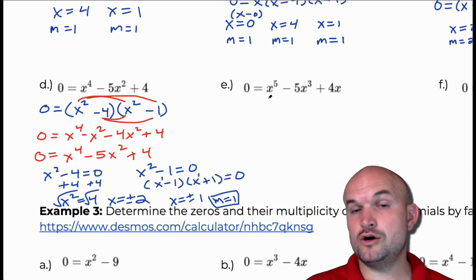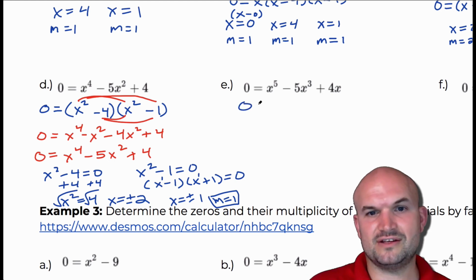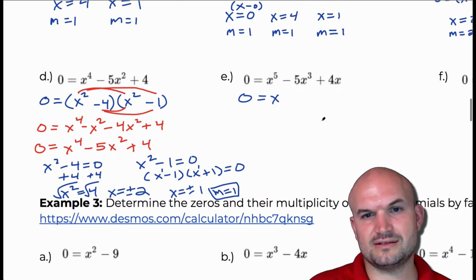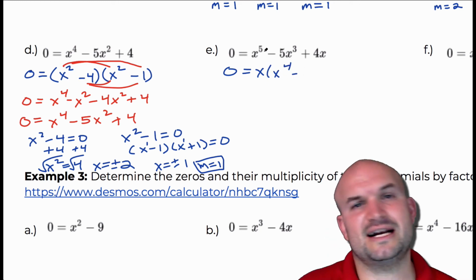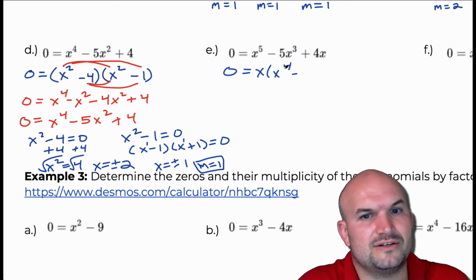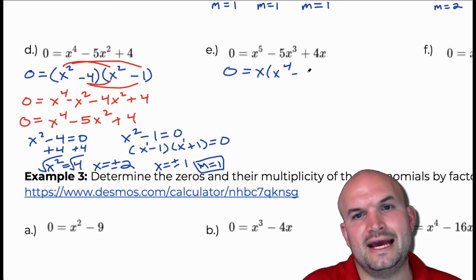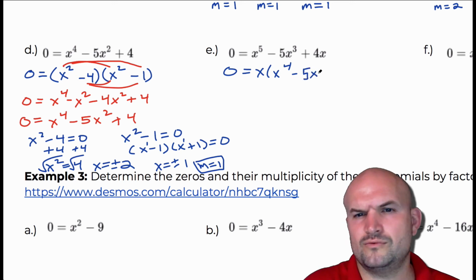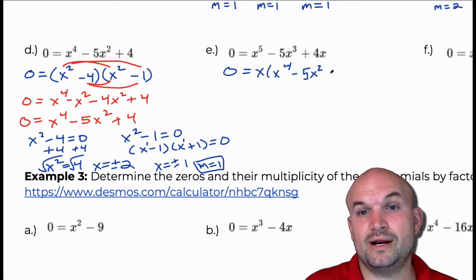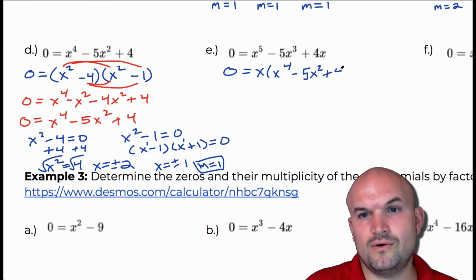In this case, you can see we have a factor of x. So let's factor that out. I factor out the x, and then I'm left with an x to the 4th. And again, you might be confused, like, I've never done x to the 5th. Well, again, look for common factors. Factor out an x, and therefore then I have 5x squared plus 4.